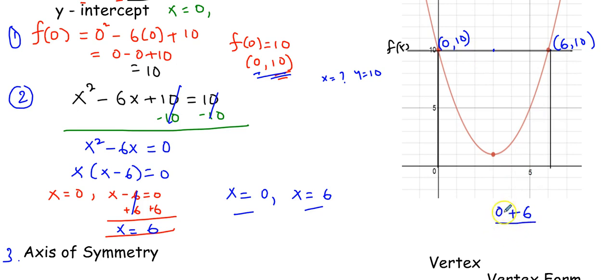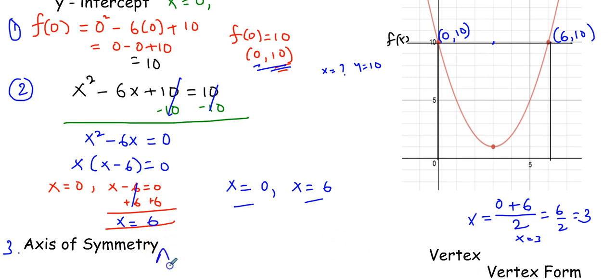So average of x is 0 plus 6 over 2. That gives me 6 divided by 2, which is equal to 3. So this x is equal to 3 is your axis of symmetry. Axis of symmetry, in short, I can say AOS, which is x value is equal to 3. I'll draw a line also for our clarification.